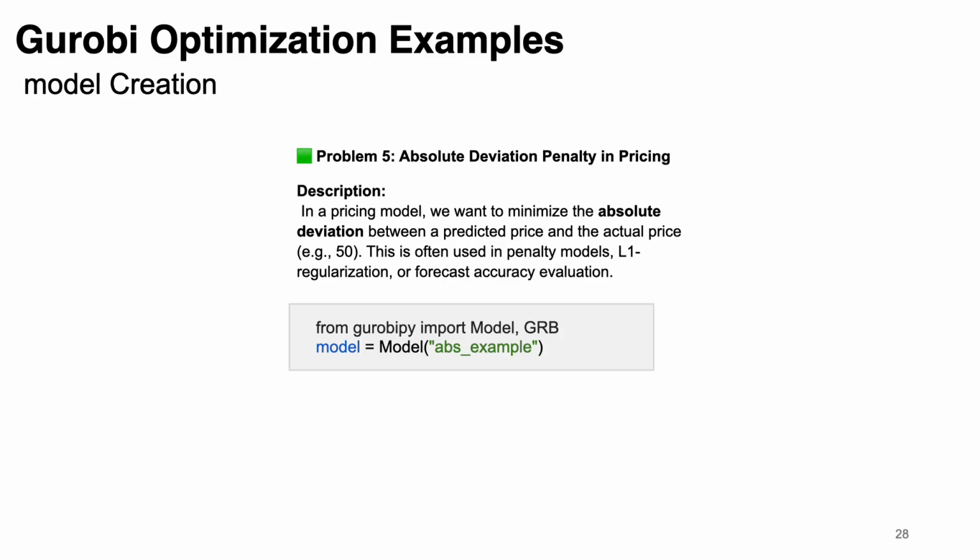And finally, for problem 5, the absolute deviation penalty in pricing, we initialize the model with the command model equals Model named abs_example. We have now successfully created 5 separate model containers, one for each of the specific business rules we need to optimize.